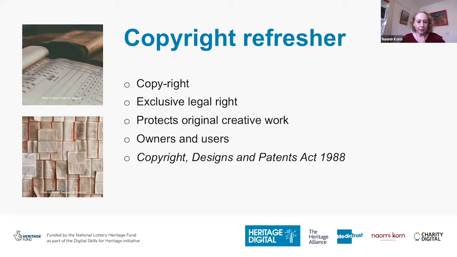Now, what this means is that heritage organizations like you will find yourselves in several different roles simultaneously. You will be users of other people's copyright works. You might want to put these works on your collections online. You may want to use them in exhibitions or publications, but also you will own your own copyright. That might be photographs you've taken of items in your collections. That might be text that you've written in marketing information. So you'll be, if you like, both poachers and gamekeepers. And this is important when we look at the exceptions in more detail.